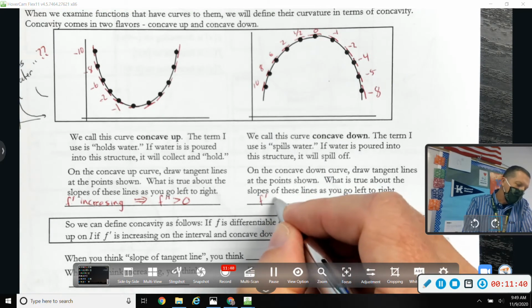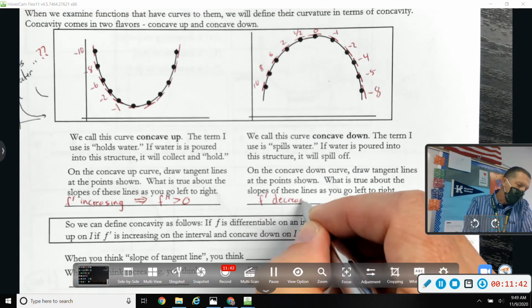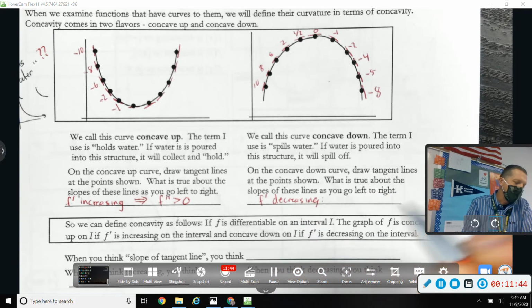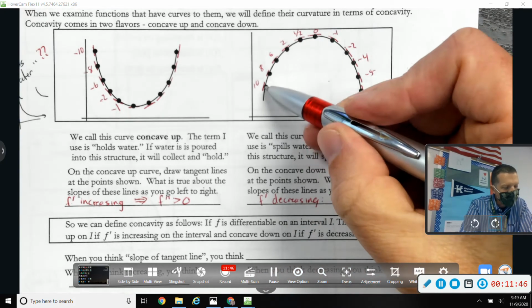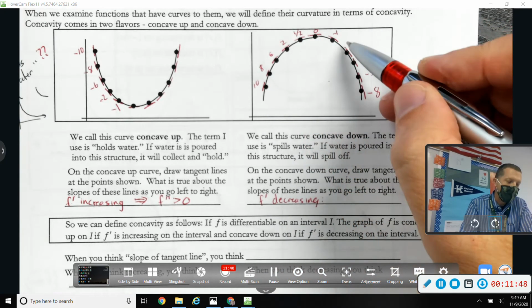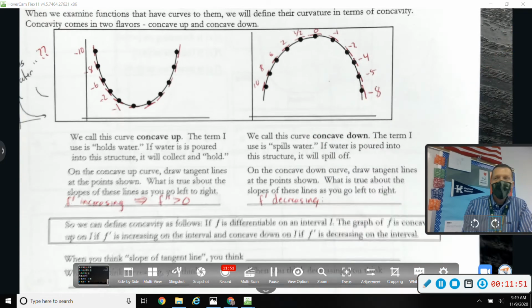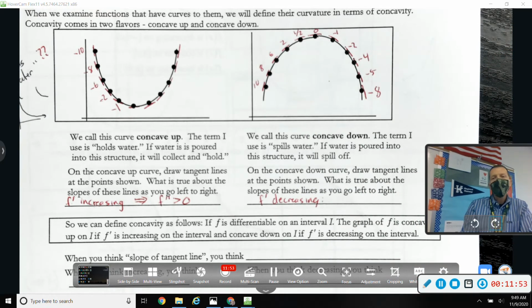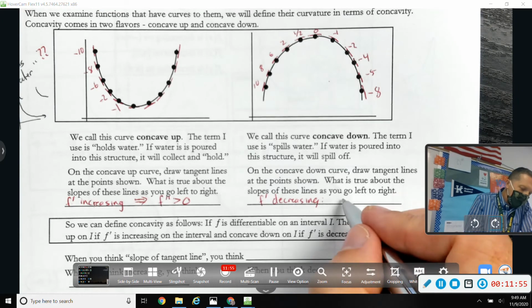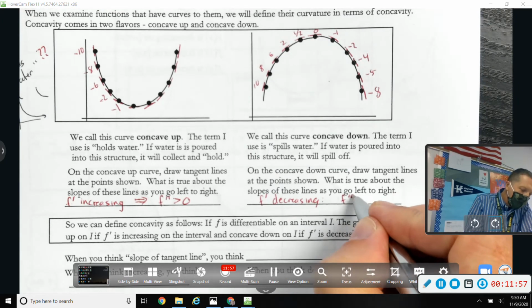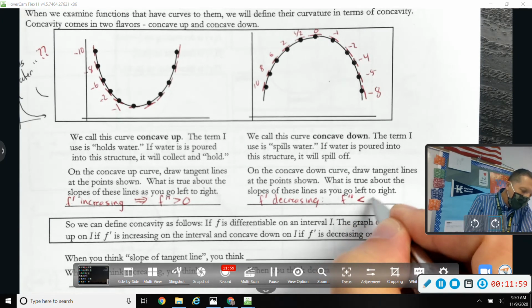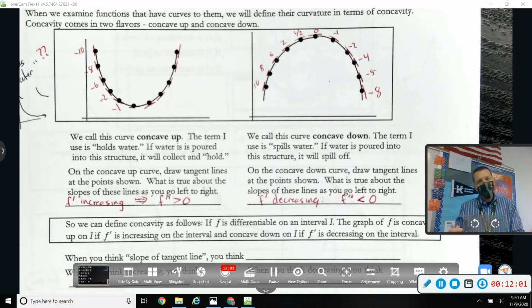Yeah, they're decreasing, regardless of what their actual numbers are. They started out really positive, they got less and less positive, and then they went negative, and they got more and more negative. So they are decreasing. F prime is decreasing. And if f prime is decreasing, then the second derivative is negative. And that's what makes them concave down.